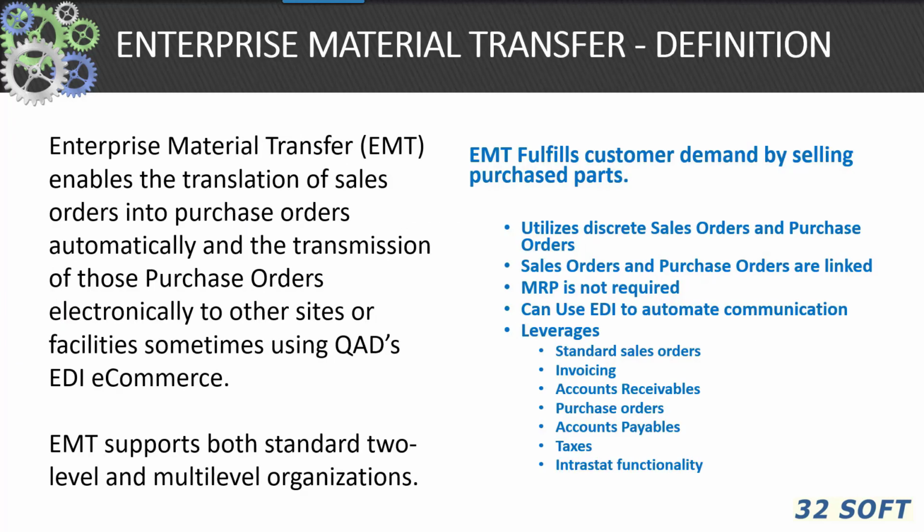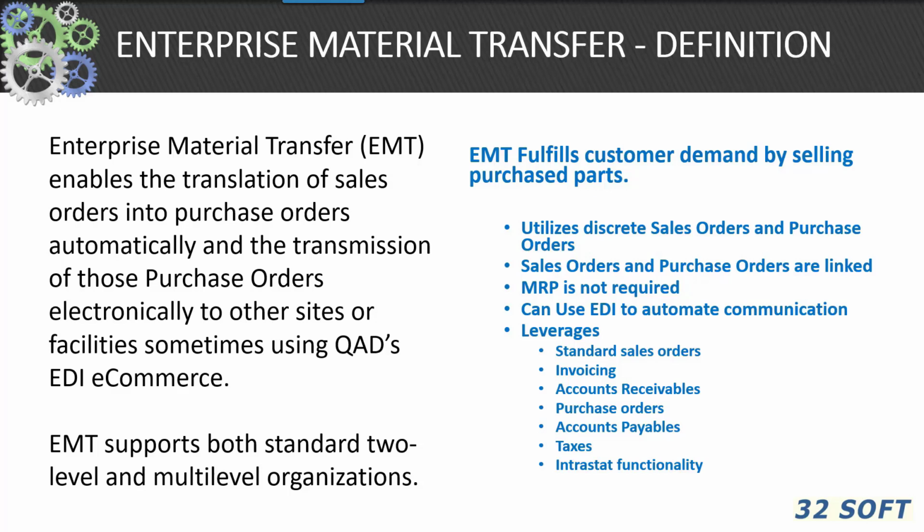And so how would we define enterprise material transfer? Enterprise Material Transfer is a set of functionalities that enable the translation of sales orders into purchase orders automatically, and the transmission of those purchase orders electronically to other sites or facilities, sometimes using QAD's eCommerce module. EMT utilizes discrete sales orders and purchase orders. These sales orders and purchase orders are linked in the EMT setup. It doesn't interfere with MRP. You can use EDI, like I mentioned, if you want to.